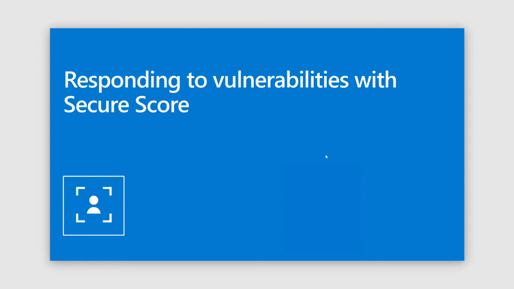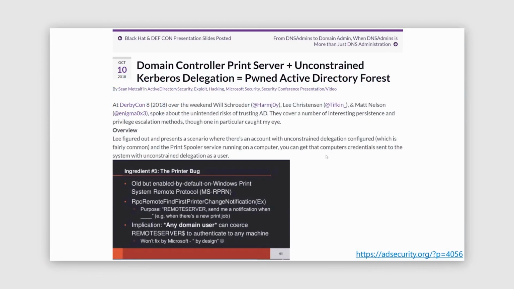But before I show you how that looks, I want to talk about a particular vulnerability called the printer bug. The printer bug is a vulnerability based on a published article from 2018 that talks about how an attacker can scan an AD environment and find weak configurations in the form of servers, such as the domain controller running the print spooler service, along with devices or entities that are configured for unconstrained Kerberos delegation.